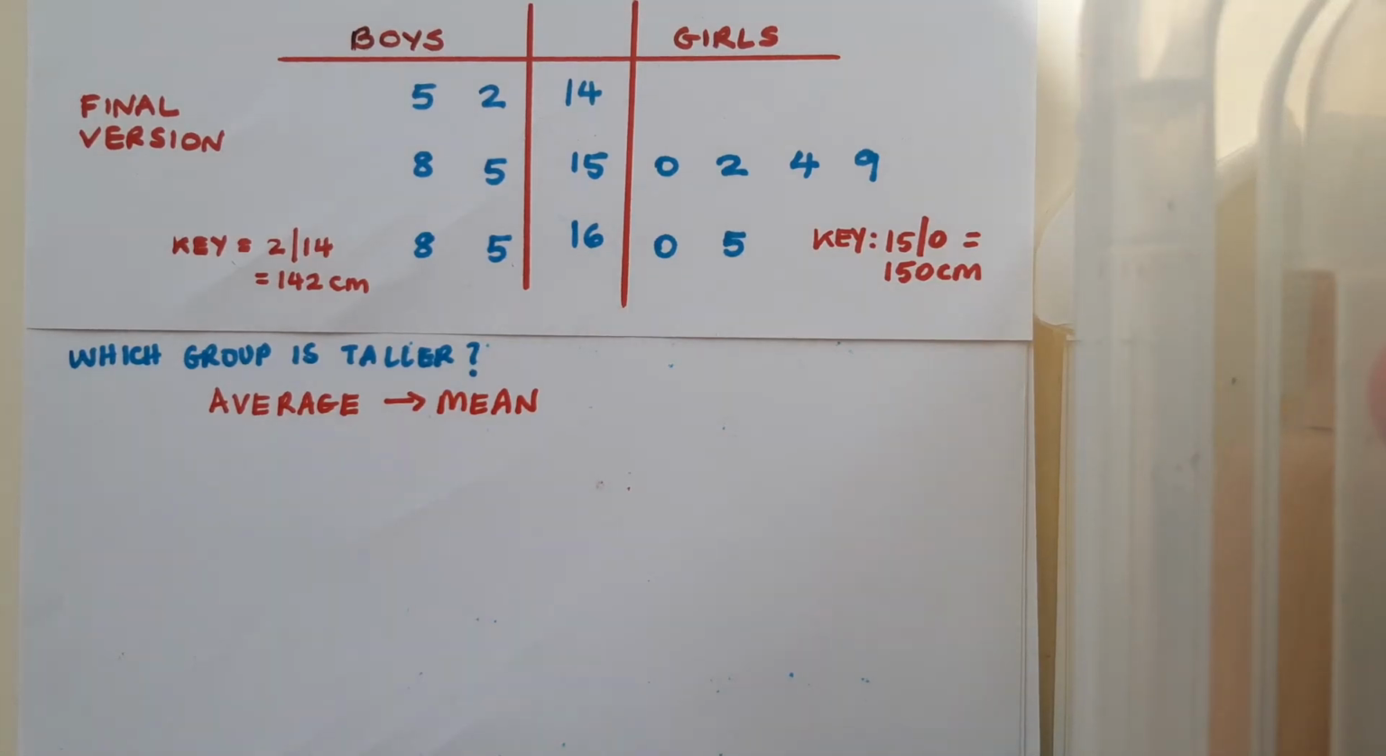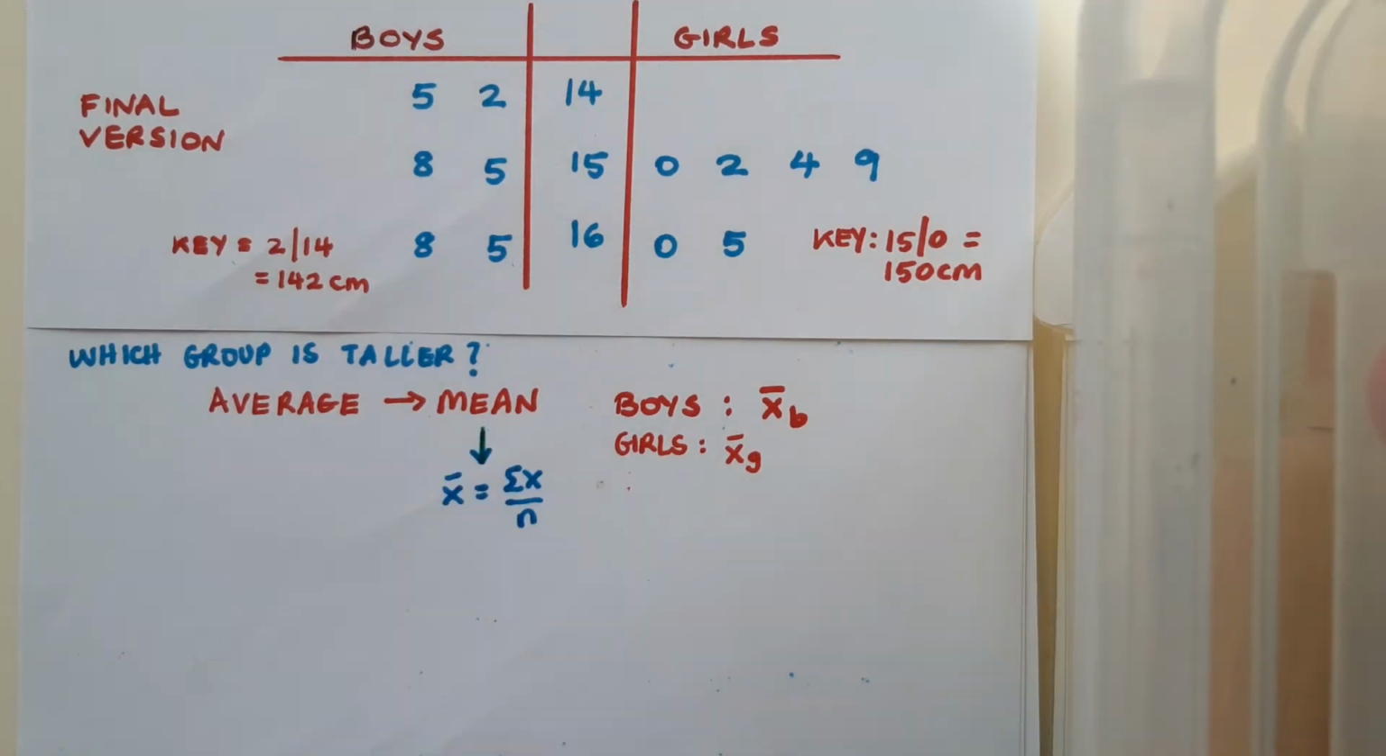Since there are 2 different averages here that I'm calculating, I could call the boys' average x bar with a little b next to it, and I could call the girls' average x bar g, just so that I don't confuse the two. In both the case of the boys and the girls, I'm dealing with a list of information. So the formula that I'm going to use is x bar equals summation x over n.